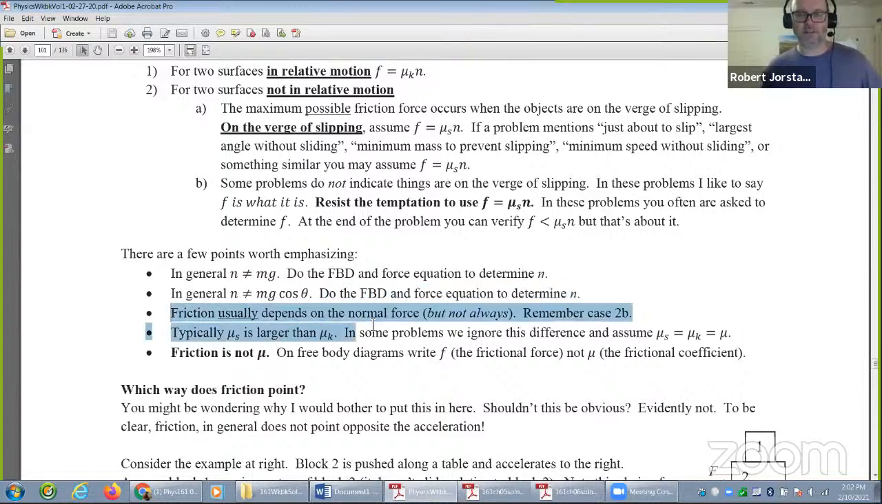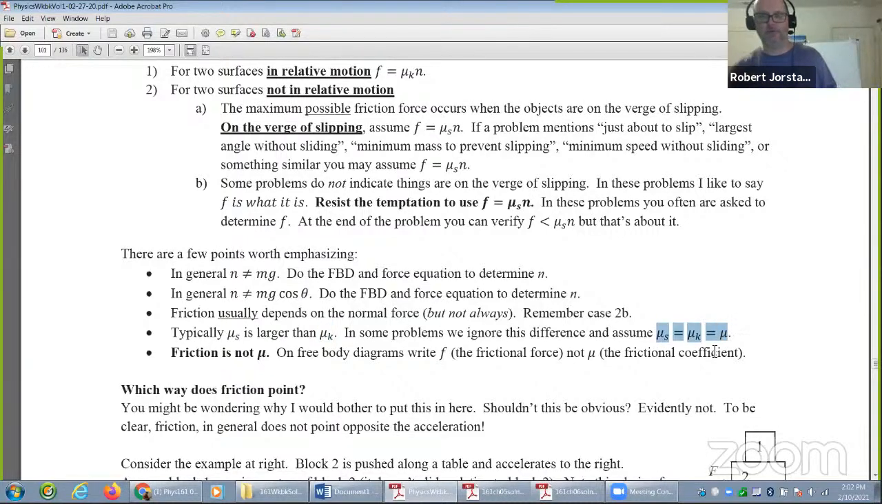Friction usually depends on the normal force, but not always. Remember, sometimes we can't use this equation. Most times, either this or that applies, and we see friction depends on the normal force. That's not always true. Now, typically, the static coefficient of friction, mu static, is usually larger than mu kinetic. In many problems, physicists get lazy and just say, let's just call them all mu.